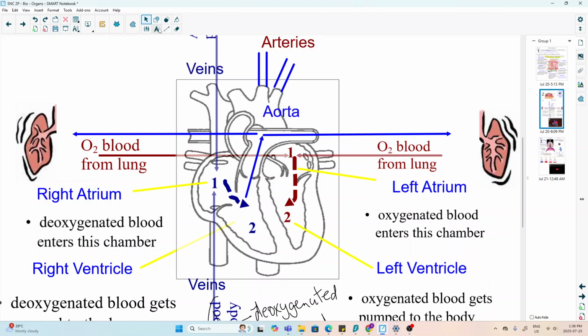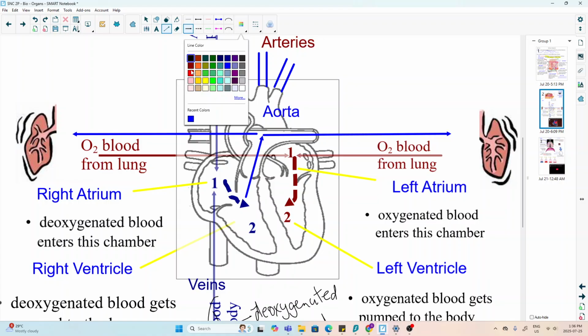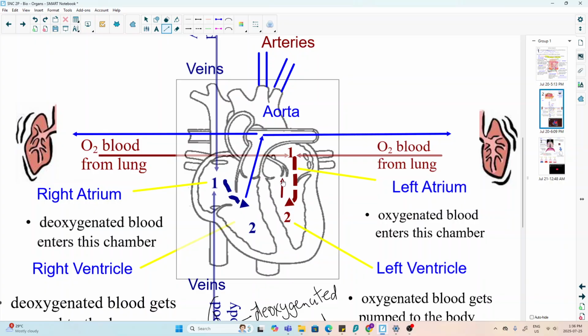Let's write that down. I'm going to draw an arrow showing red blood cells. It goes this way, and what happens is it goes here behind this. So it's kind of twisted.